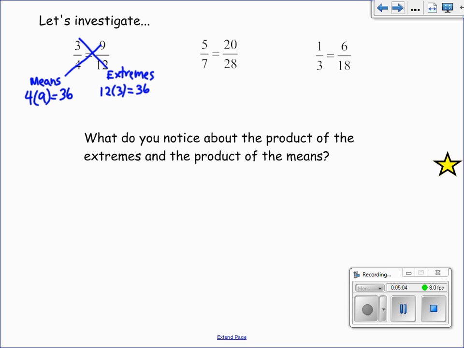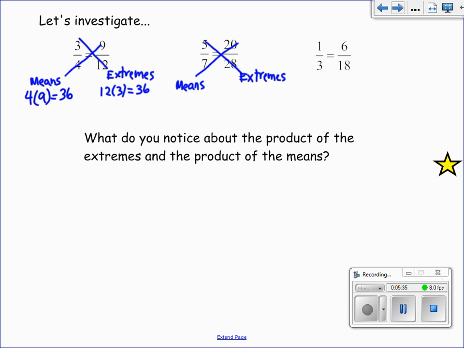Let's look at another one. All right, so let's look at 5 is to 7 as 20 is to 28. Okay, which ones are the extremes? Mary? Good. I tried to mess you up by asking about the extremes first, and it didn't work. The 28 and 5 are the extremes. So what are the other ones called, Liam? The means. The 7 and the 20 are the means of the proportions.